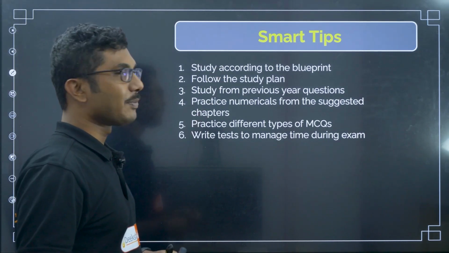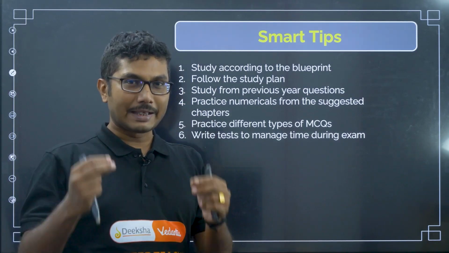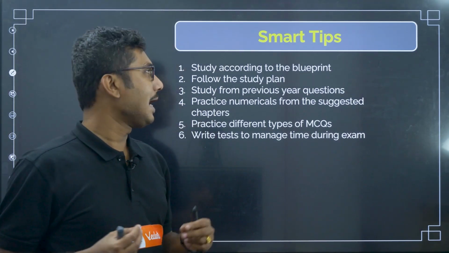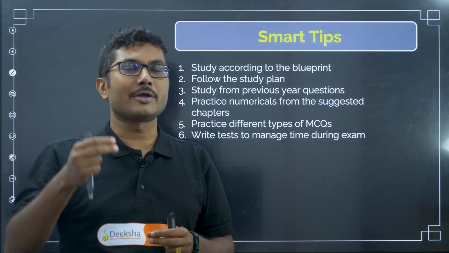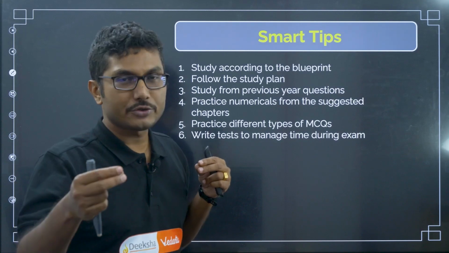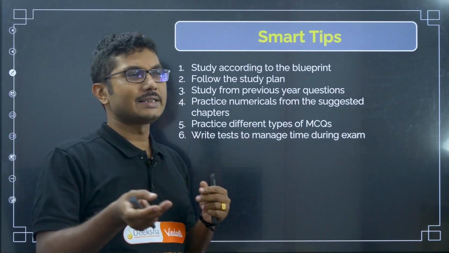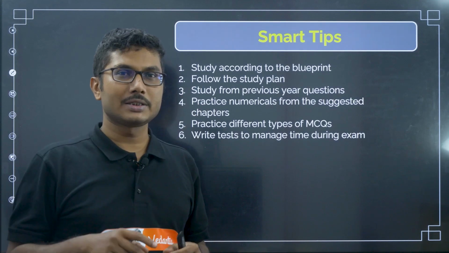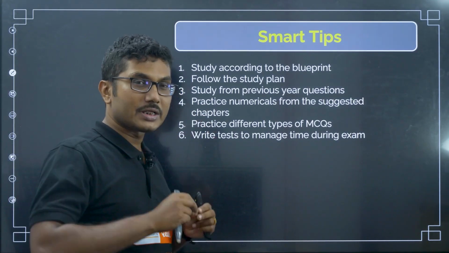Next, follow the study plan. I have shared a study plan. Remember that a study plan is better than having no plan. What will happen if you don't follow it? At the end of January, February or March, you will realize, oh, I have only 1 week to study and I have not done anything throughout the year. Only mathematics or biology I have studied, but I have forgotten to study physics and chemistry. So follow the study plan.